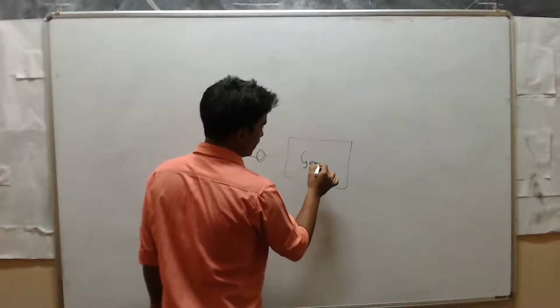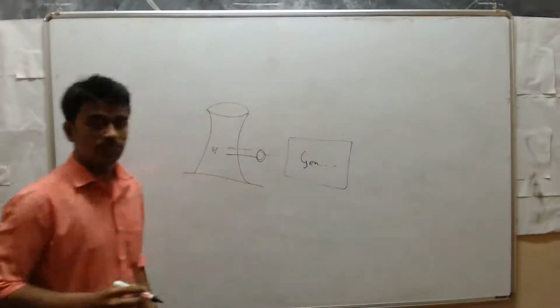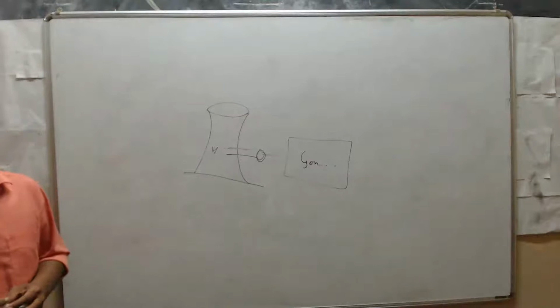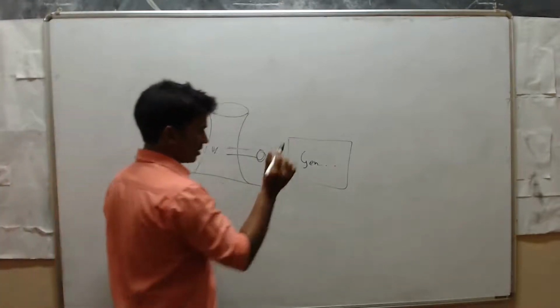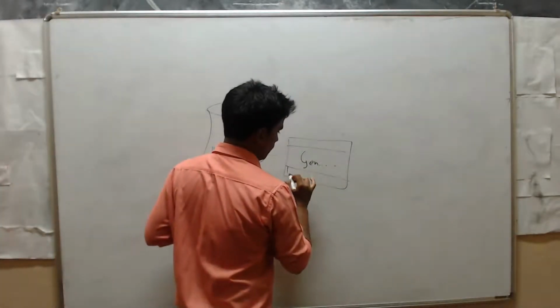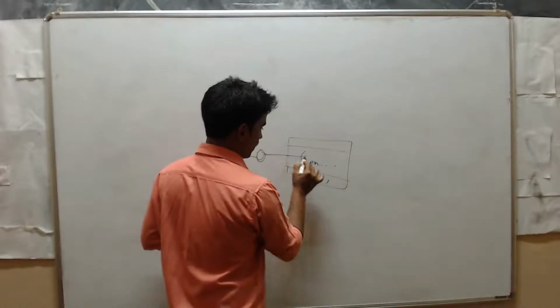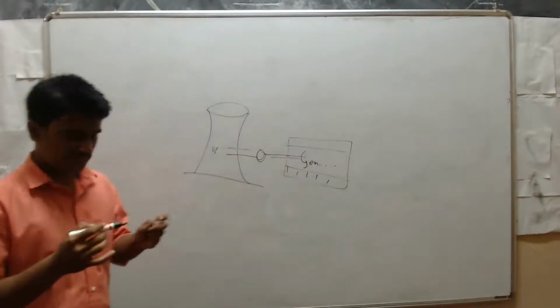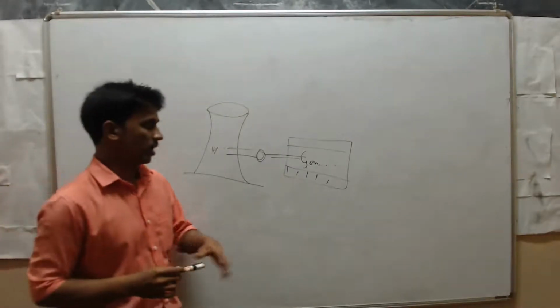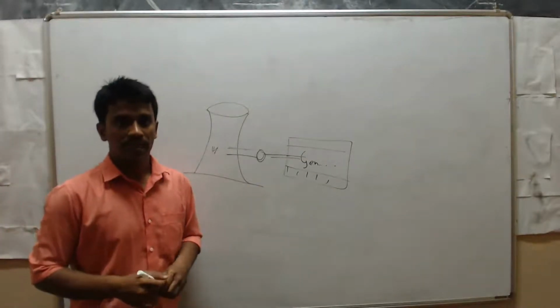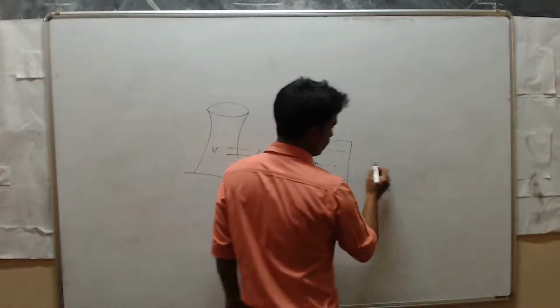Now generator means we generate electricity. In the generator we use some magnets and some coils. The turbine is connected to the generator, and we'll discuss in the magnetic chapter how it generates electricity. Then this generator is connected to a transformer.